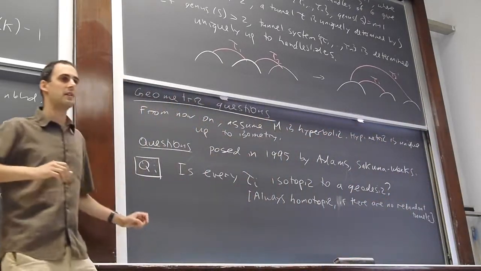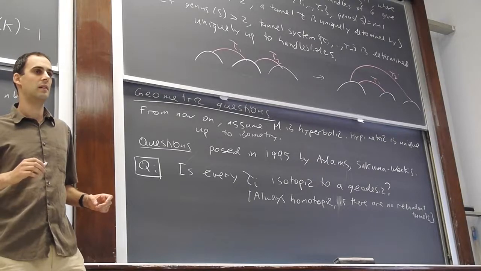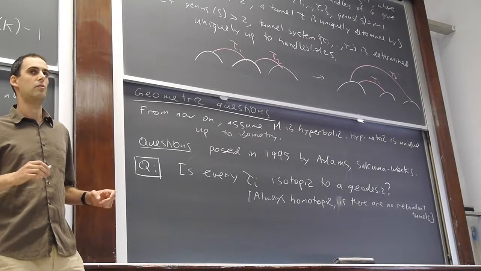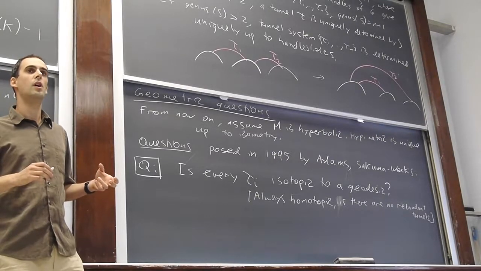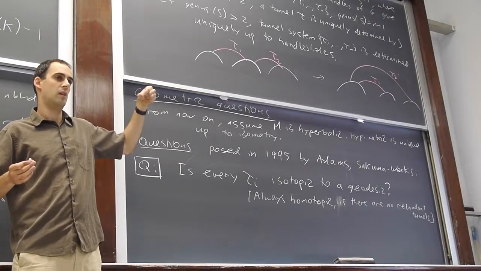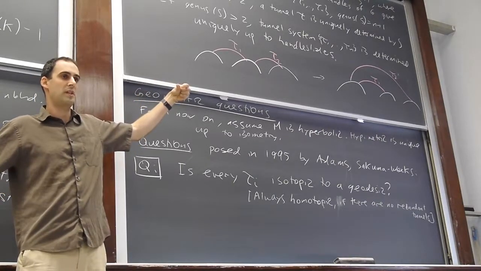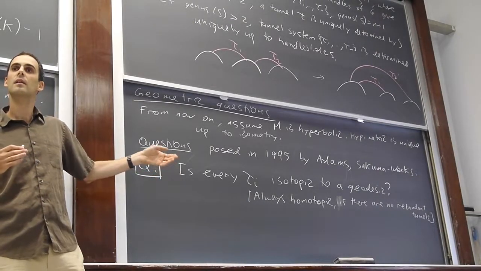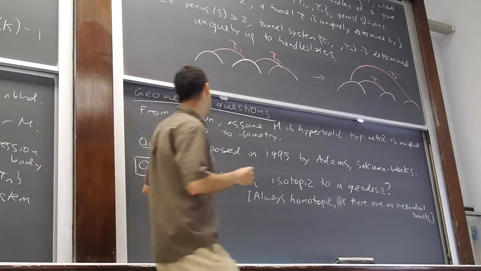Excuse me. Yes. So these tau-i's are arcs. They're not loops. Right. It's a geodesic, is it closed? No, it's not a closed geodesic. It's a geodesic from cusp to cusp. Right. It's a geodesic with endpoints at infinity. Does that make sense? Properly isotopic. Yeah, properly isotopic.